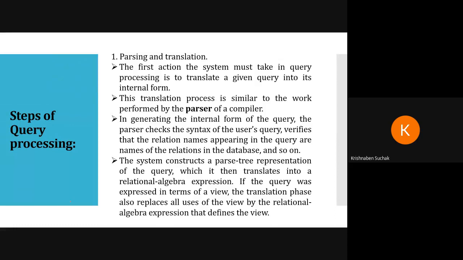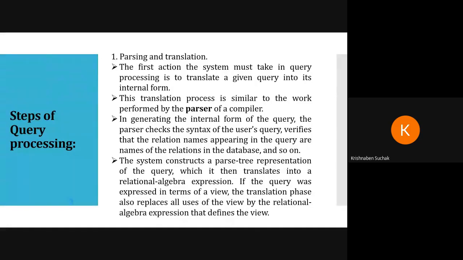The system constructs a parse tree representation of the query, which it then translates into a relational algebra expression. If the query was expressed in terms of a view, the translation phase also replaces all uses of the view by the relational algebra that defines the view.